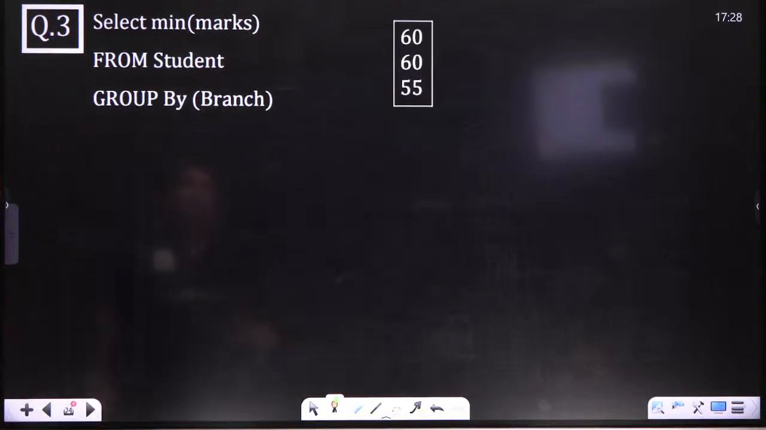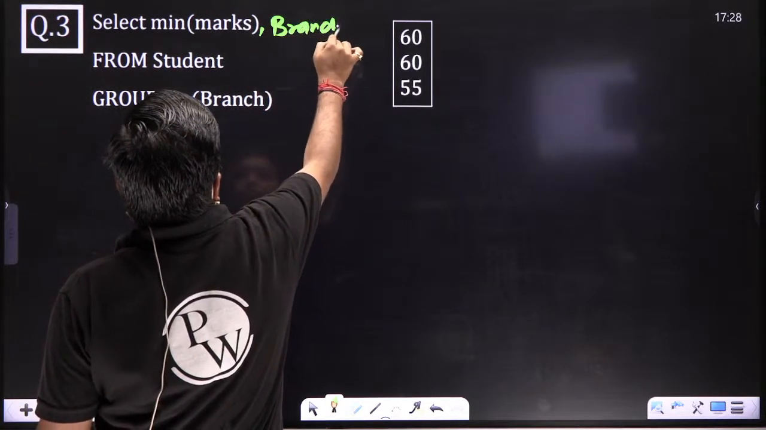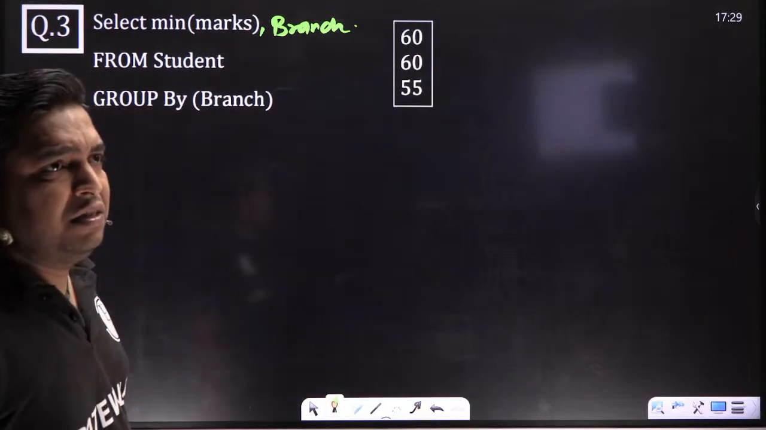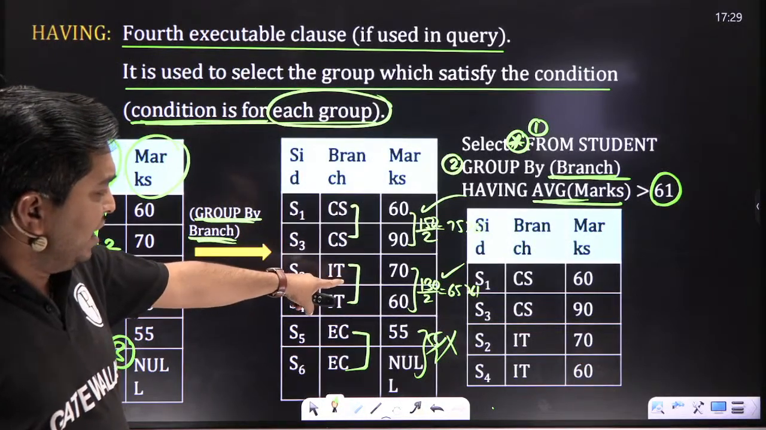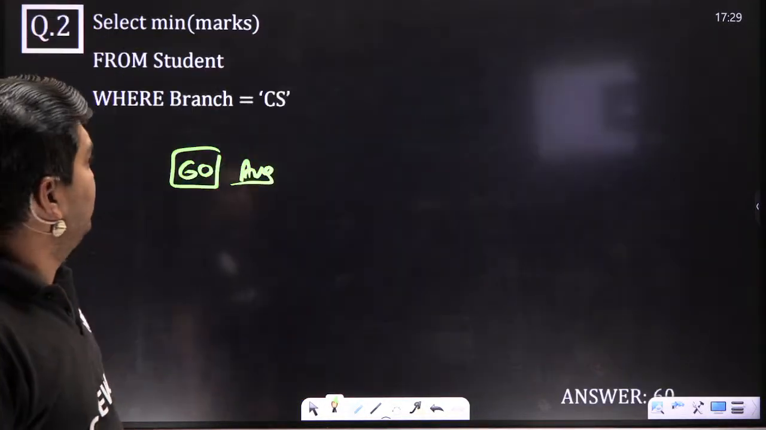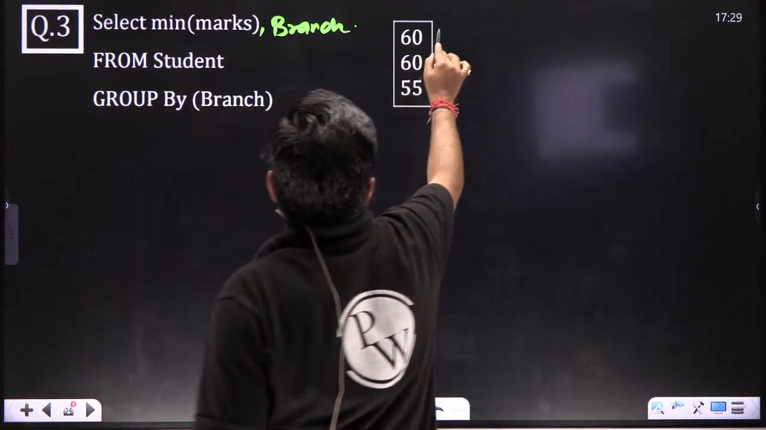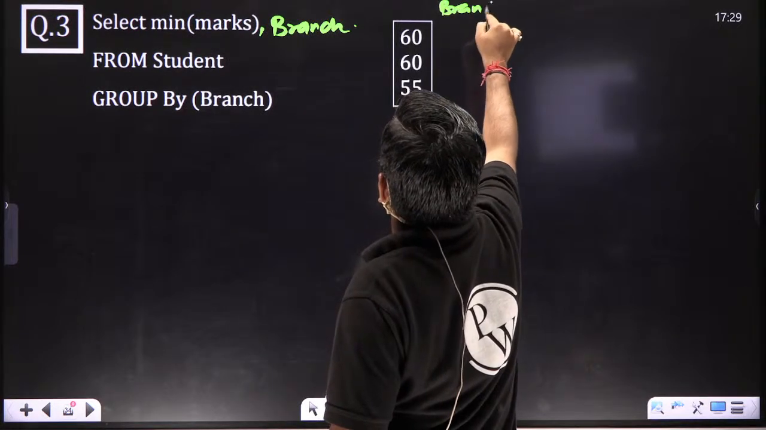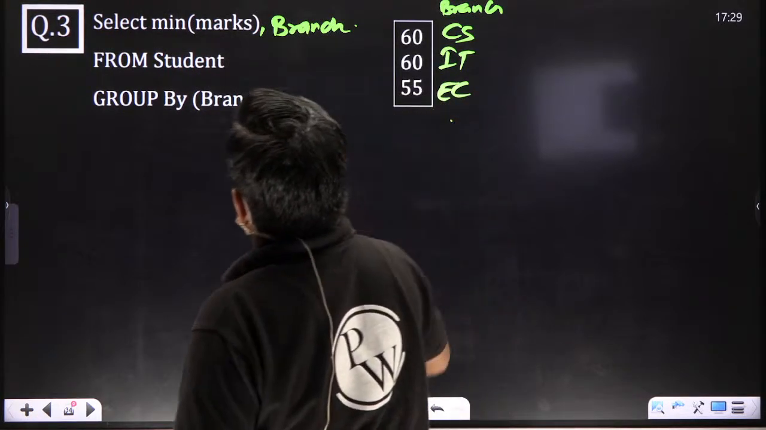Next, select minimum marks from student group by branch. Group by branch. Here you will write branch also. What is the minimum marks of each and every branch? Here I mention minimum marks of CS branch is 60, then IT 60, EC 55. Okay, this one we are done. This is the output. Branch you can write CS, IT and EC. This is the minimum marks.